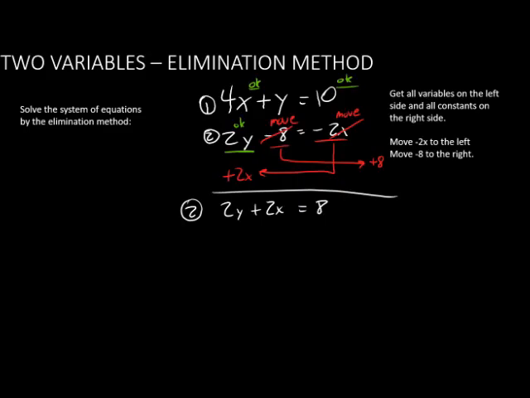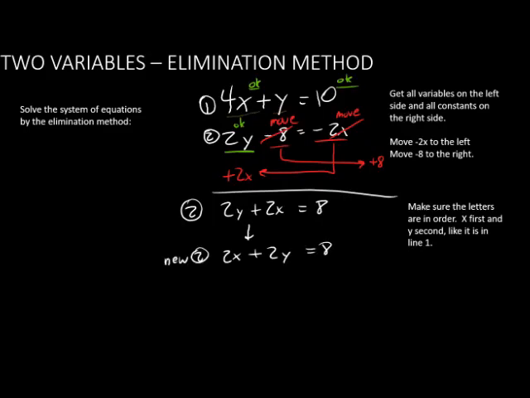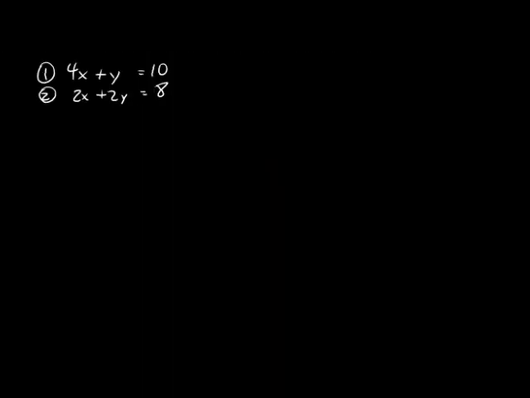Another change we'll need to make is to make sure the letters are in order in line 2. Notice how in line 1, when we wrote down our terms, x came first and y came second. We'll have to make sure that line 2 follows that same pattern. So we'll edit the order and now say we'll have 2x plus 2y equals 8. Now we'll write the lines next to each other and continue the elimination method. Now we have our new line 2 next to our line 1.